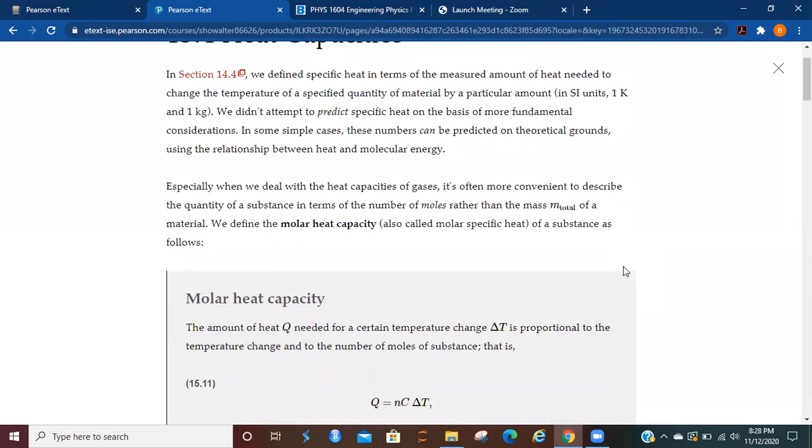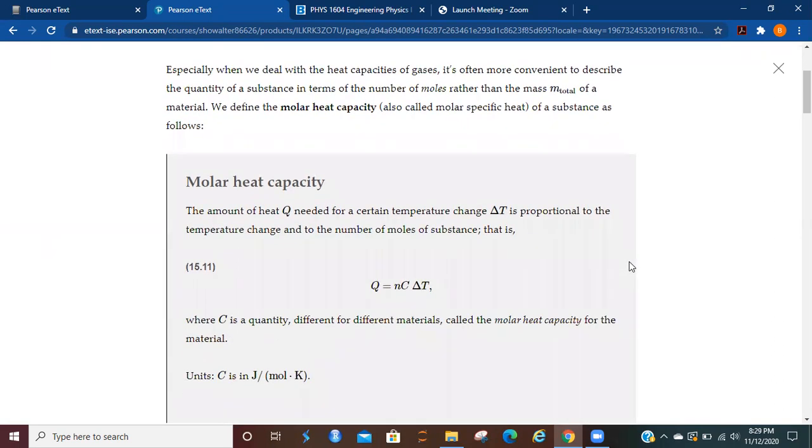So back in section 14.4, we defined specific heat in terms of the measured amount of heat needed to change the temperature of a specified quantity of material by a particular amount. We didn't attempt to predict specific heat on the basis of more fundamental considerations. In some simple cases, these numbers can be predicted. When we're dealing with the heat capacity of gases, it's often convenient to describe the quantity of a substance in terms of the number of moles rather than the total mass. And that's why we go into the molar heat capacity.